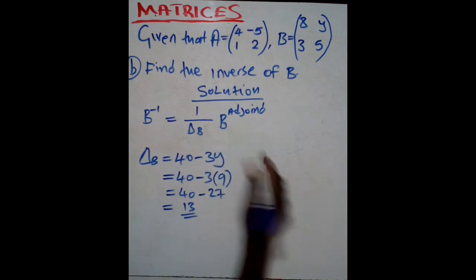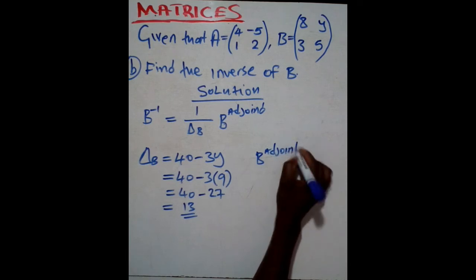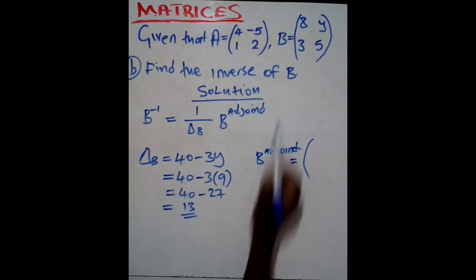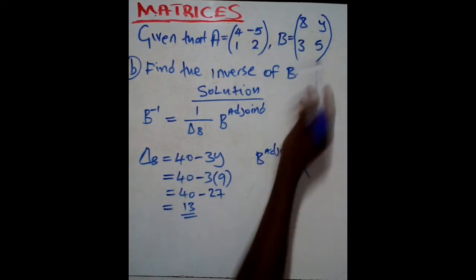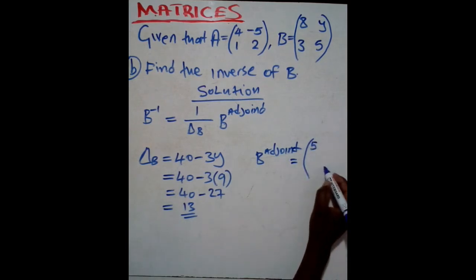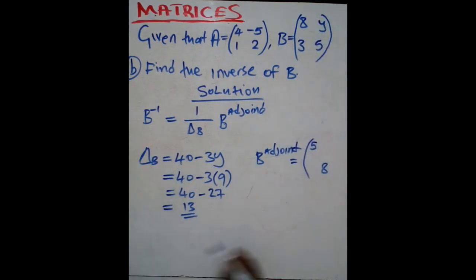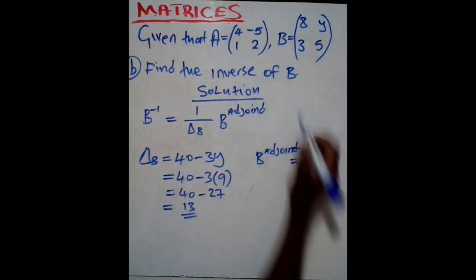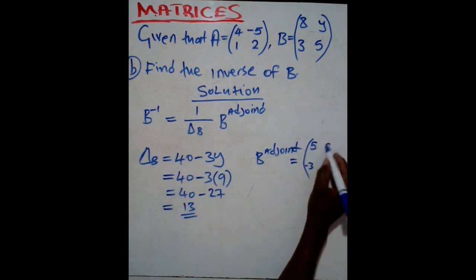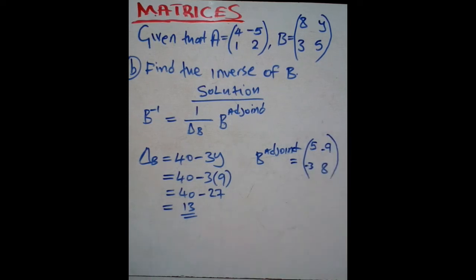Then B adjoint. The adjoint of a matrix, what you do is you exchange the positions in the major diagonal. So where there is 8, you write 5. Where there is 5, you write 8. You change the signs for the numbers in the minor diagonal. This is a positive 3. It will change to a negative 3. That y, we found y is equal to 9. Positive 9 will also change to negative 9 like that. This is the B adjoint.